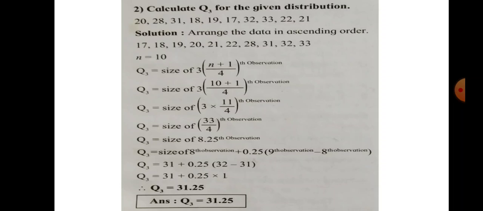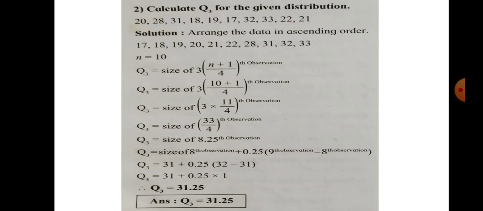In the next step, Q3 is equal to size of 3 into bracket 11 upon 4 bracket close at observation. In the next step, Q3 is equal to size of 33 upon 4 bracket close at observation. So what remains here? Q3 is equal to size of 8.25th observation. Here a fraction number comes. So what to do in this case? How to find out Q3? You have to apply a formula in the next step. And what is that formula? Let us see in the next step.